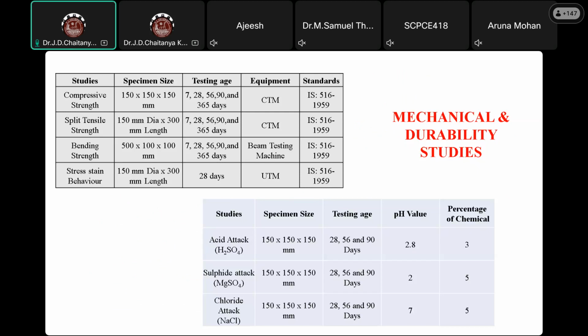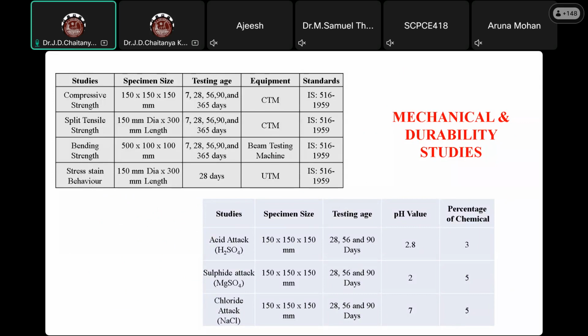Next, coming to the durability studies. In the durability studies, I went for acid attack, chloride attack, and sulfate attack. The specimen size is 150 by 150 by 150. Here I maintained the pH value for HCl at 2.8 and for sulfate attack at 2, and also the chloride attack. The percentage we use here is 3% for the acid and 5% for the sulfates and chlorides.